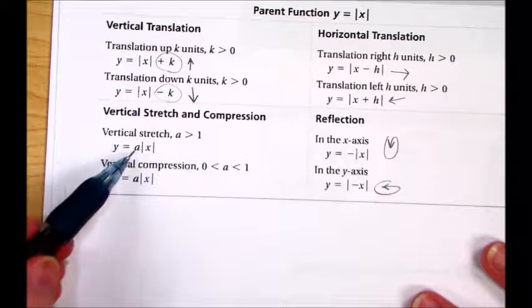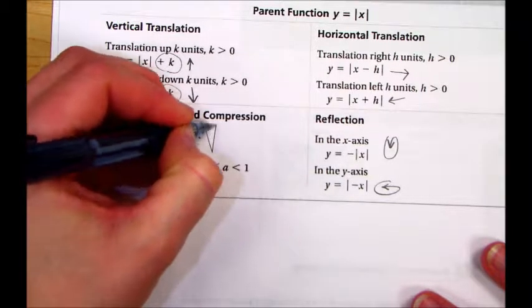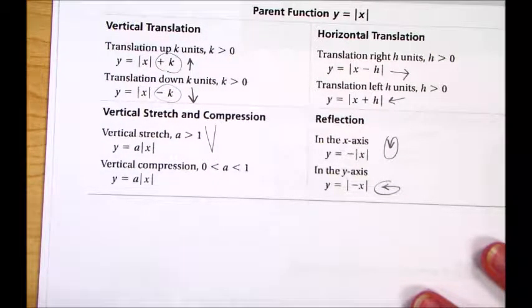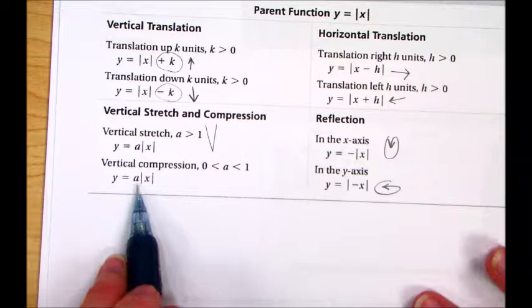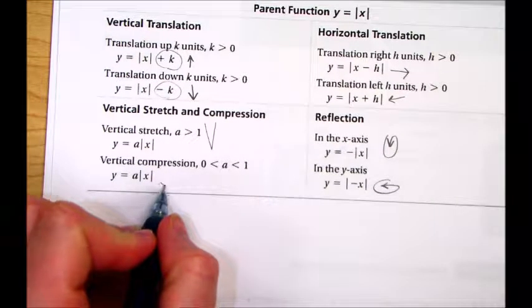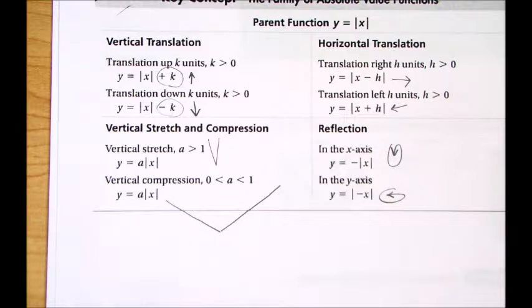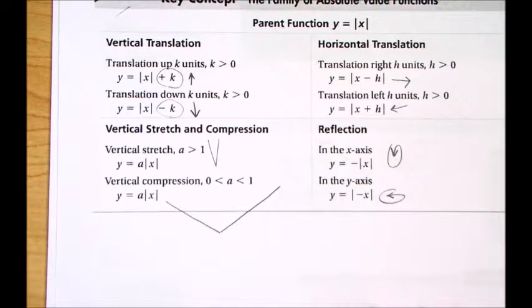If you have a number that's bigger than 1 on the outside, it's going to be a super skinny V. It's going to vertically stretch it. Whereas if you have a fraction like 1/3, 1/2, 1/5, 2/5, something small between 0 and 1, it's going to vertically compress it. It's going to be a really fat V. All right, let's take all these and apply them.